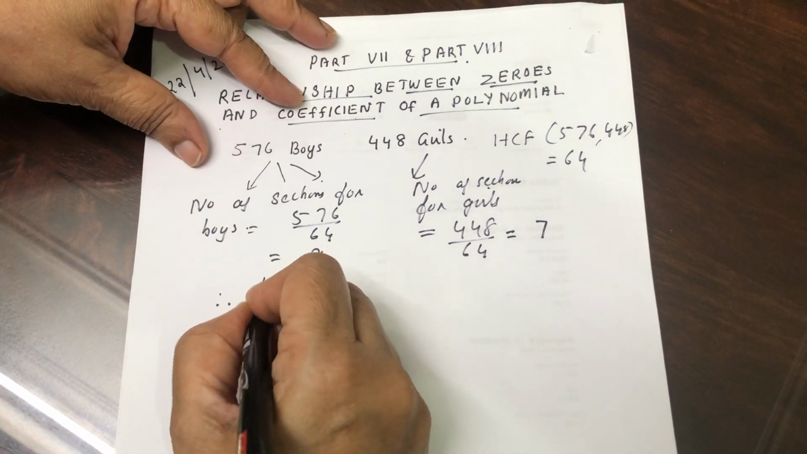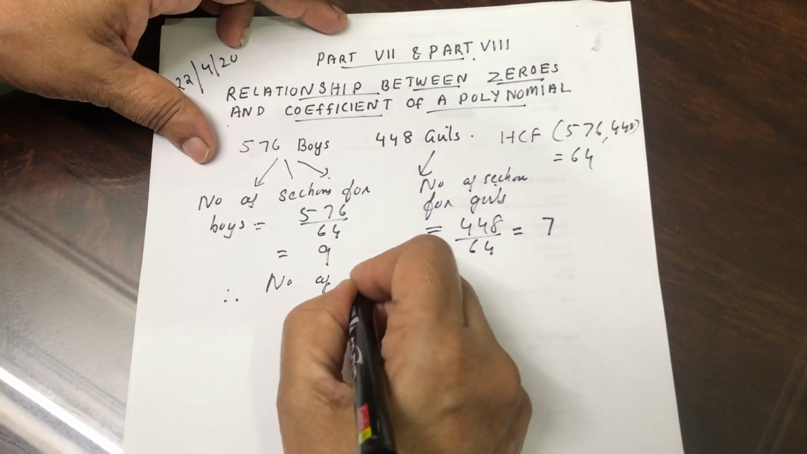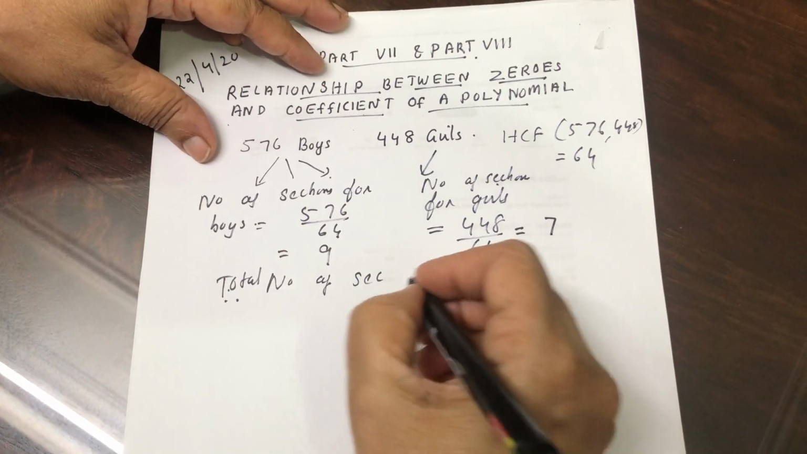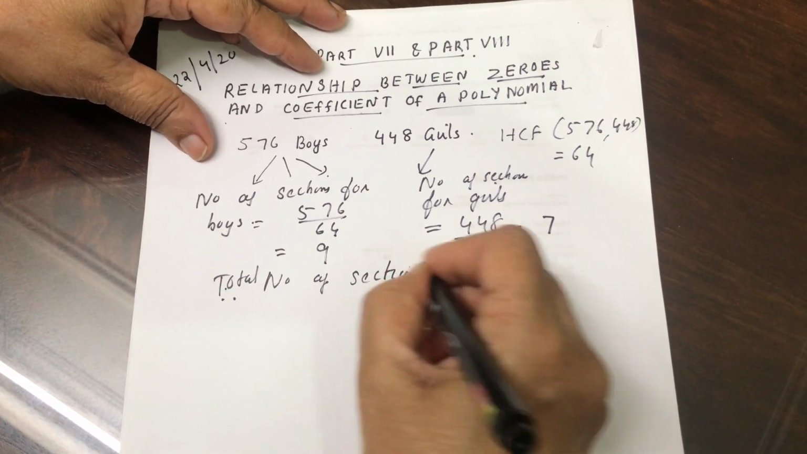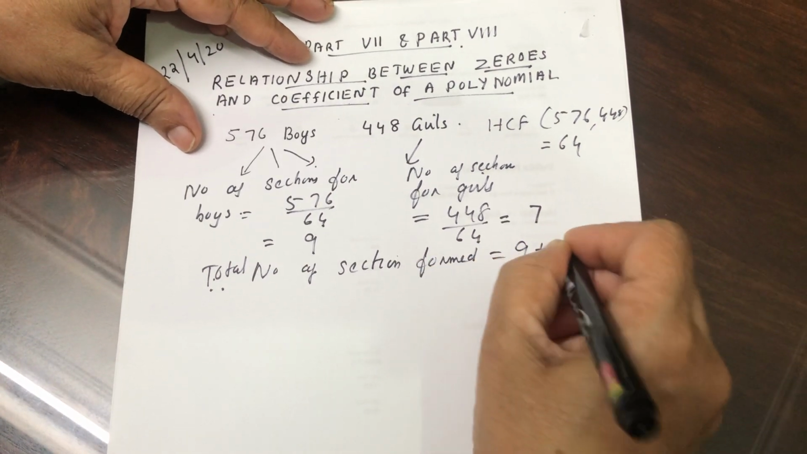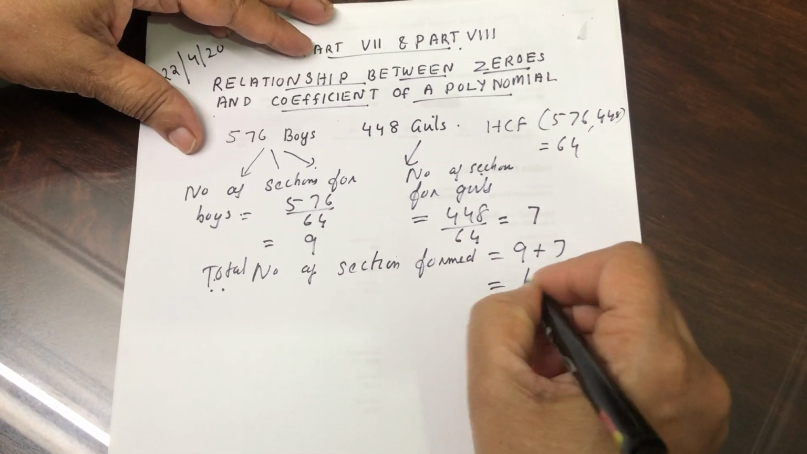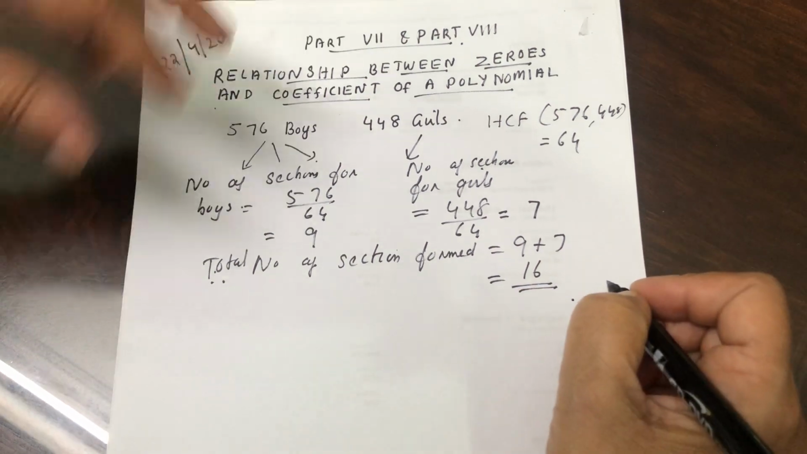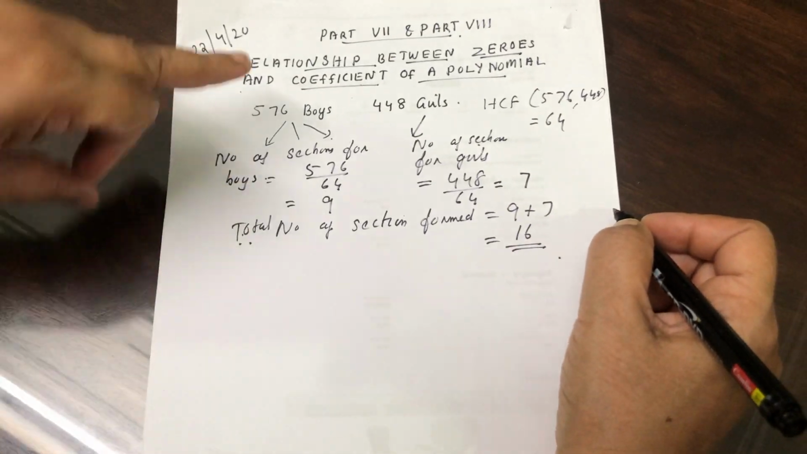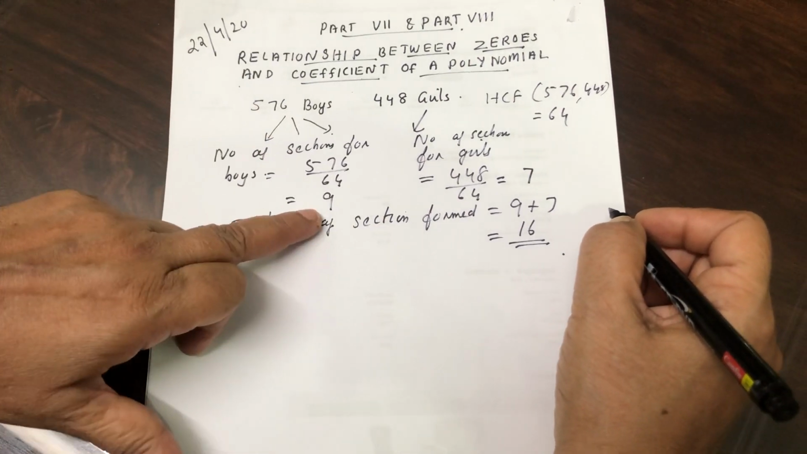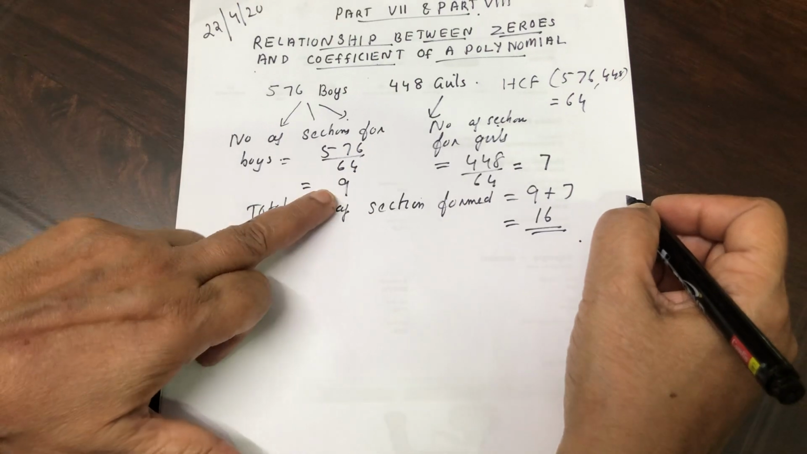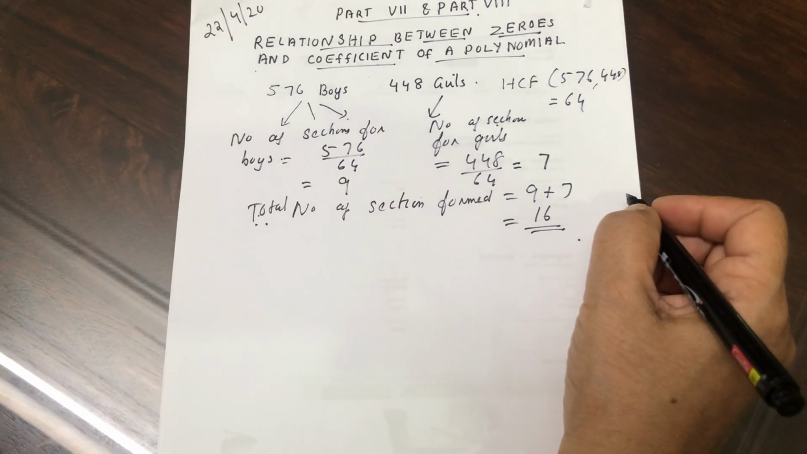Therefore, the total number of sections formed is 9 plus 7, 16. So this is the answer for that question. Only boys 9 sections, only girls 7 sections. 9 plus 7 is 16.